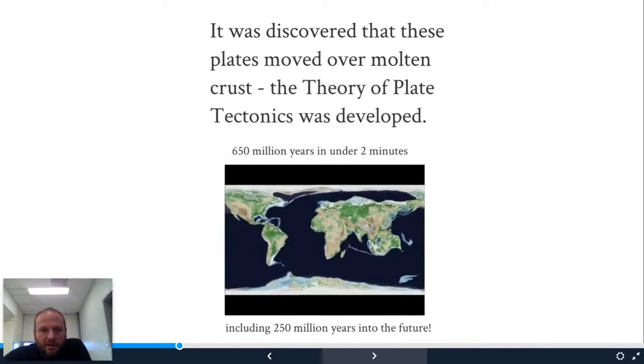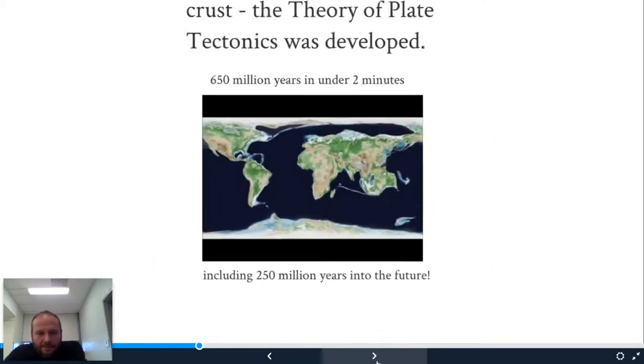So it was discovered that these plates moved over molten crust. The theory of plate tectonics was developed. This little video here, for some reason, is not working, so we're going to skip that.